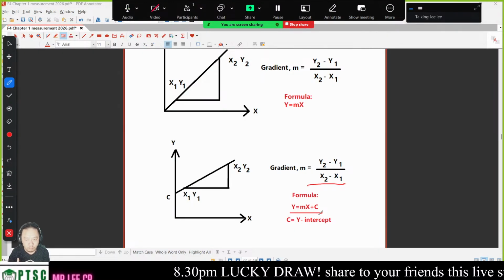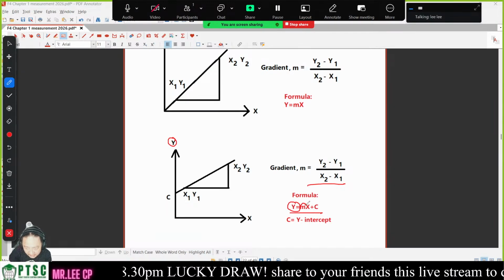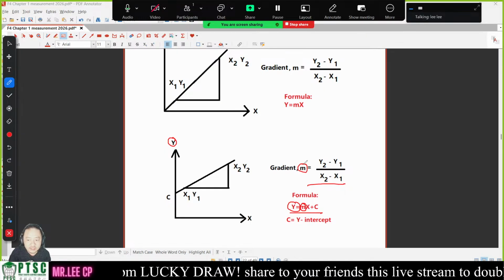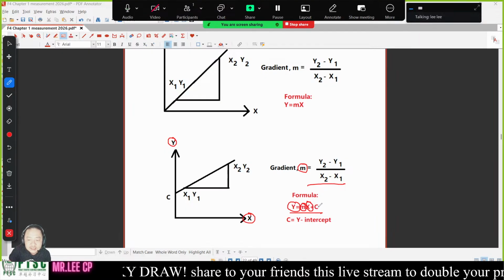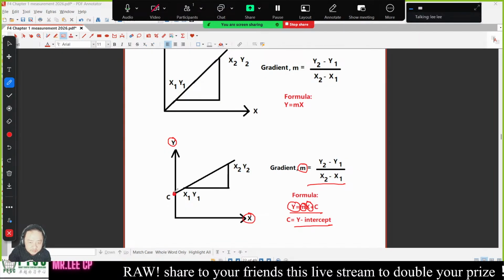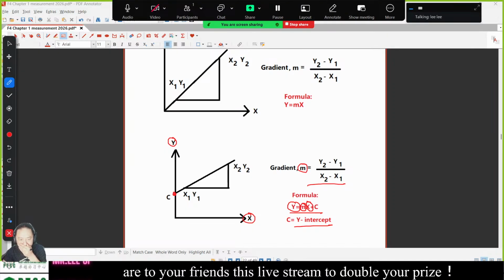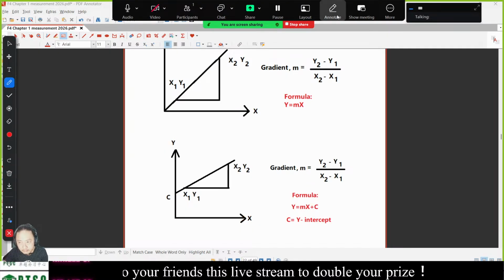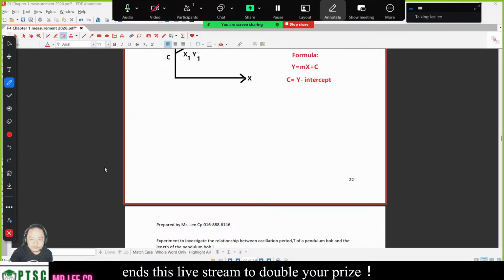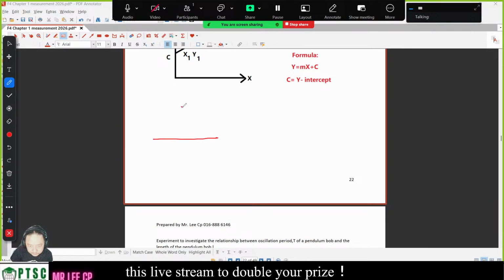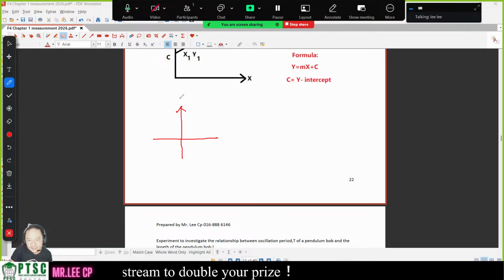Where this is the y, this is m, the gradient of the graph, which you can calculate this way. This is the x, and then plus c. c is the y-intercept, this value. For example, I take it this way. This one I don't want to put as y and x, I put it as p and q.